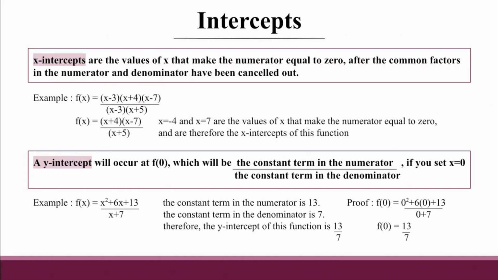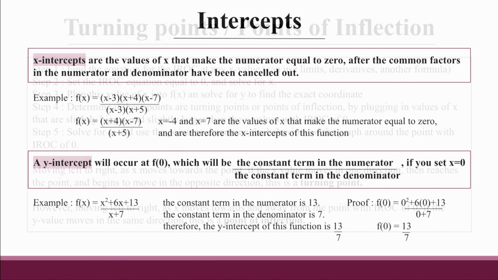The next characteristics that help us graph rational functions are the intercepts. The x-intercepts are simply the zeros of the numerator after the common factors in the numerator and denominator have been cancelled out. The y-intercept is the y value when x is 0, which will always be the ratio of the constant terms in the numerator and the denominator.